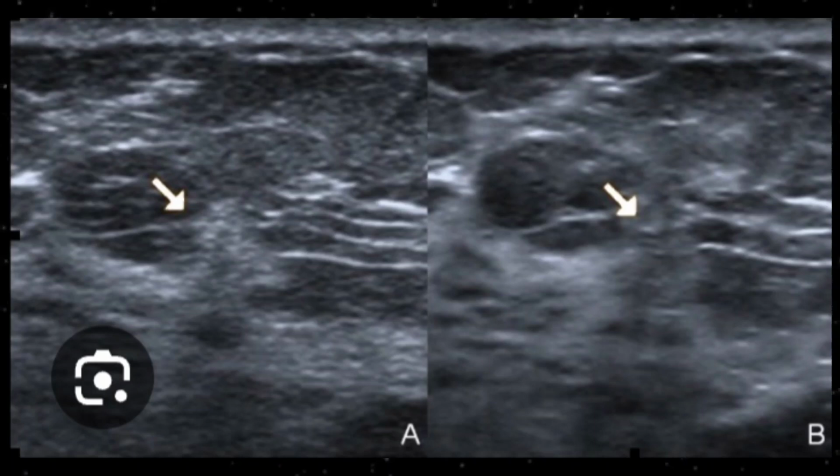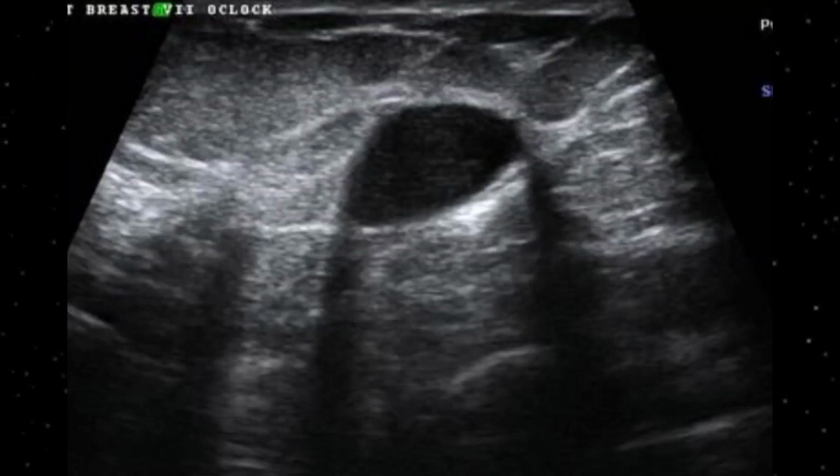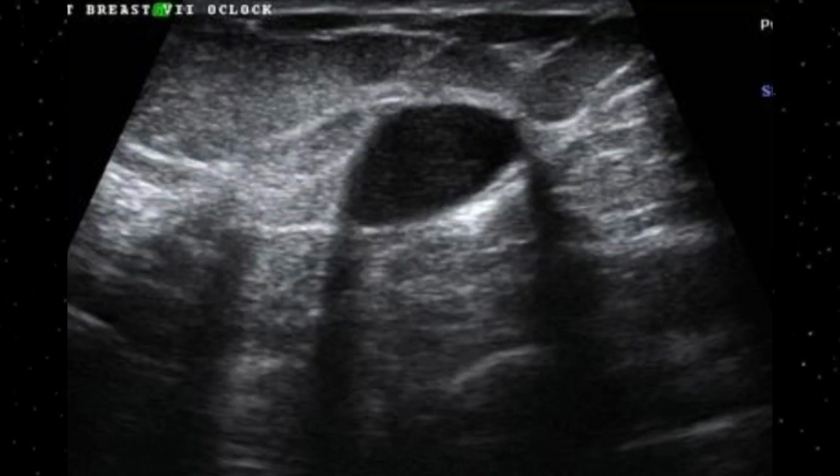Here on this second image, you can also appreciate a tiny calcification. This is an example of microcalcification, which again makes it favorable for a malignant lesion. So do not forget that, and always comment on the calcification. Here you can appreciate that some sort of wall calcification is there, which makes it favorable for a malignant lesion.